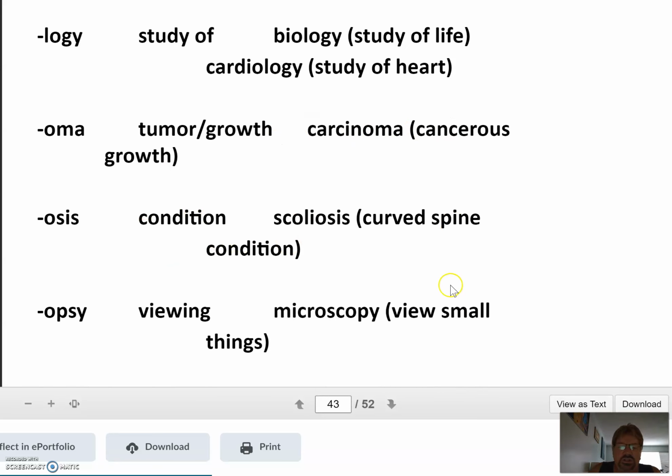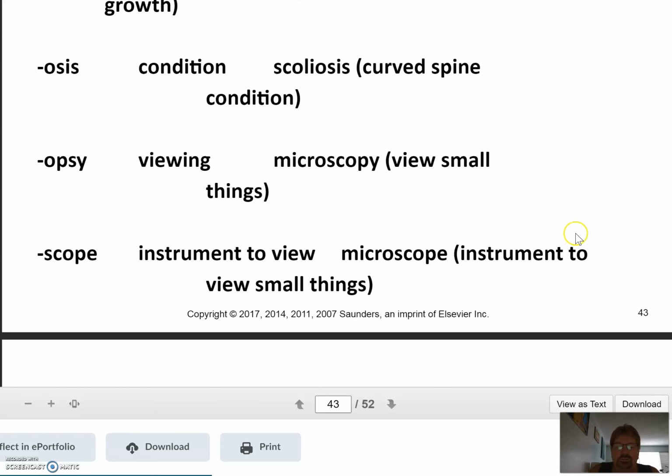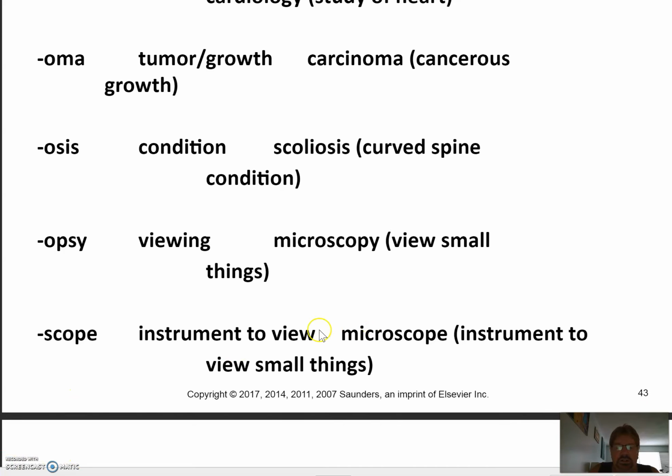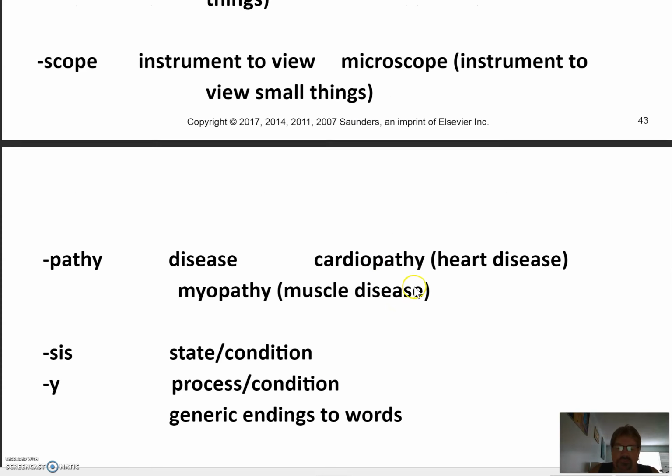Osis means condition. Like if you have a curved spine, when you look at it from the back, it should be straight and it's curved. That's called a scoliosis. See, osis is curved spine. Opsy means viewing, like microscopy. Means looking in a microscope at small things. Scope means to view, very similar to the other one, but the microscope is the actual instrument. Microscopy is the use of a microscope.